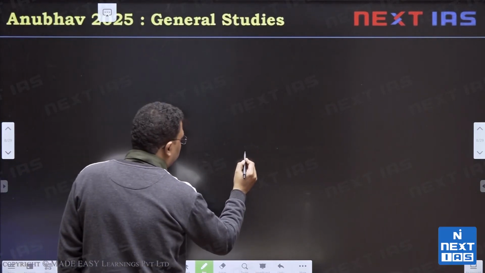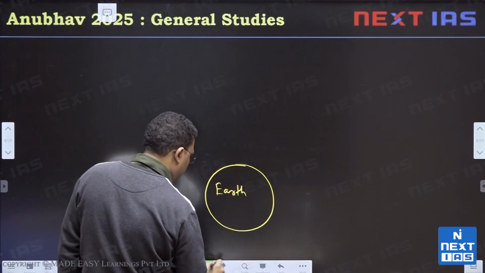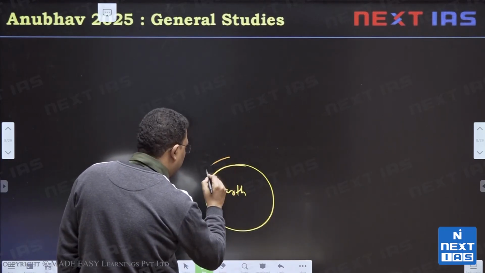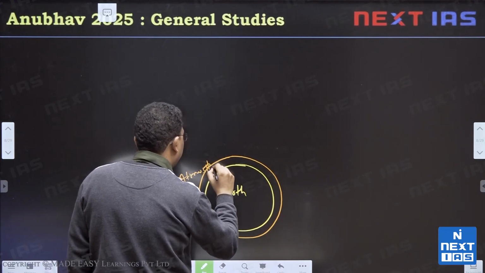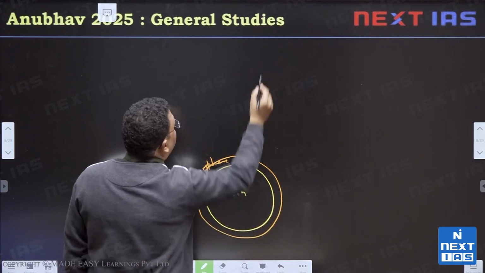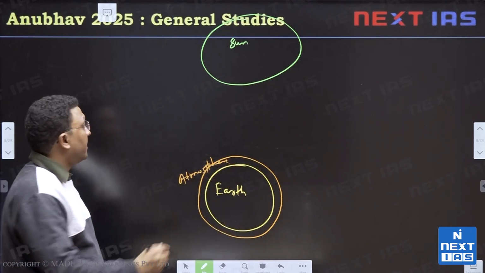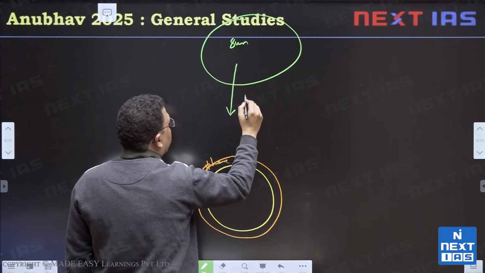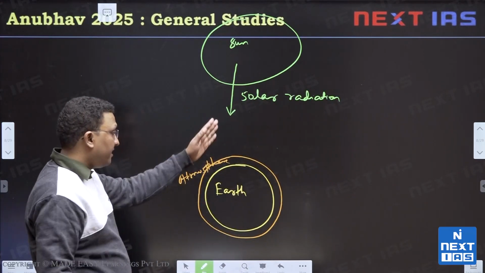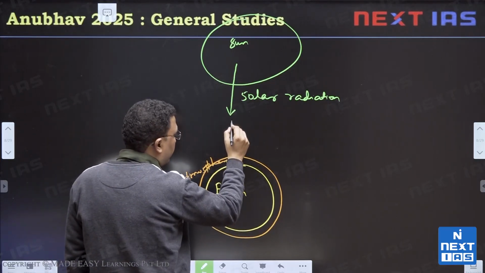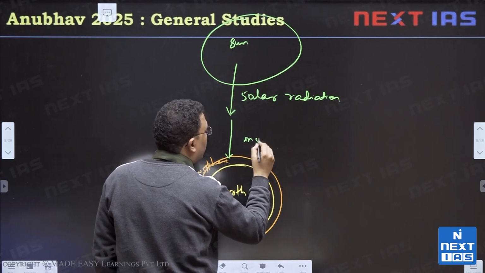So what happens that, let's say this is our earth, and this is earth's atmosphere, and let's say this is sun. So sun keeps radiating solar radiation, right? These are solar radiation coming from sun, right? So these solar radiation reach up to earth and earth atmosphere, right? So that part of solar radiation that reaches up to earth and earth atmosphere is called insolation.